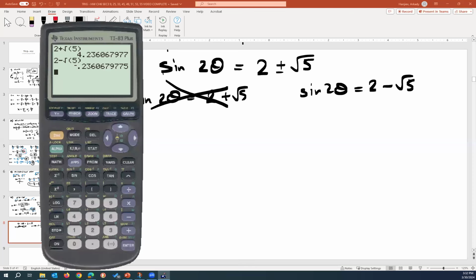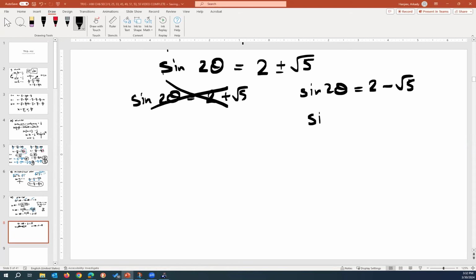Because I want the positive. So here's what we got to do. Let me write it in as we do it. Okay, so here's what I got. I'm going to start approximating, and what I'm going to do is get a reference angle.